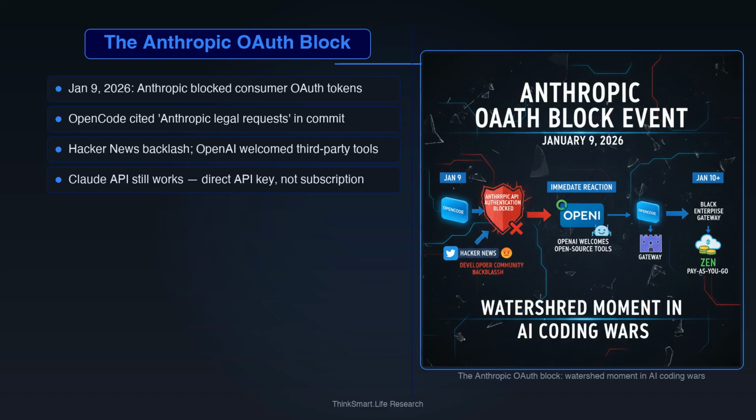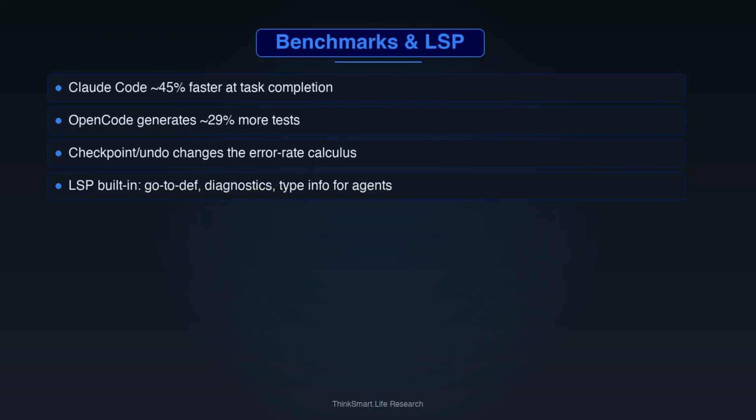On January 9, 2026, Anthropic silently blocked OpenCode from using Claude via consumer OAuth tokens. OpenCode removed Claude Pro and Max subscription support from its codebase, citing Anthropic legal requests in the commit message. The developer backlash on Hacker News was swift and fierce. OpenAI's response was equally swift, publicly welcoming third-party tools and positioning itself as the developer-friendly alternative.